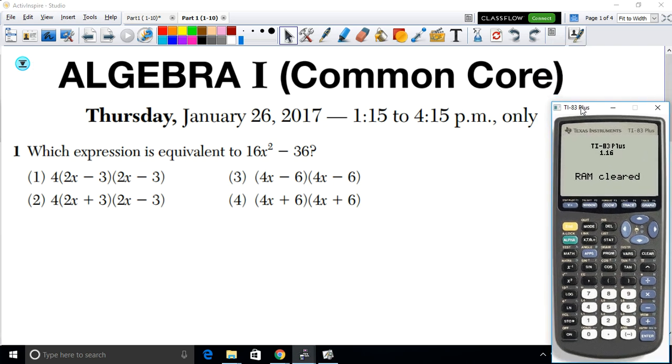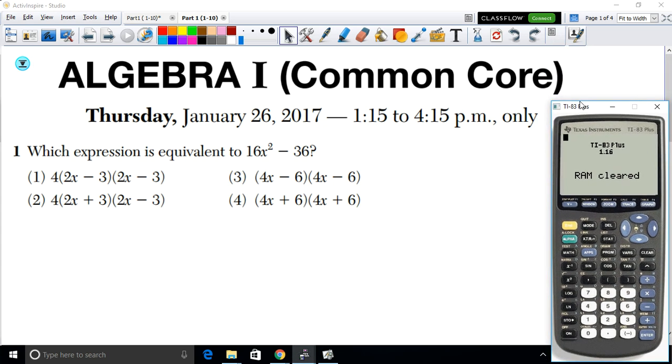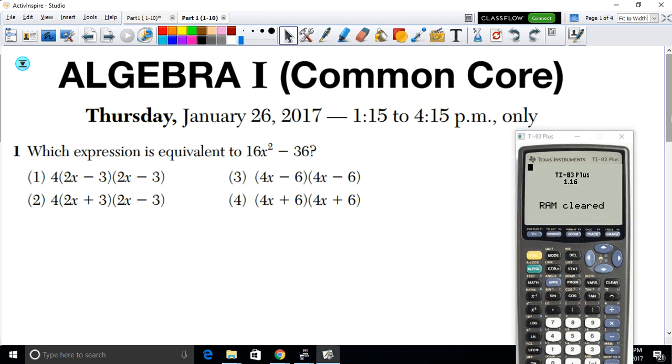Welcome. Today, we will look into the Algebra 1 Common Core Regents, the one that was given in January 2017. Alright, let's get started. Let's look at example 1 here.